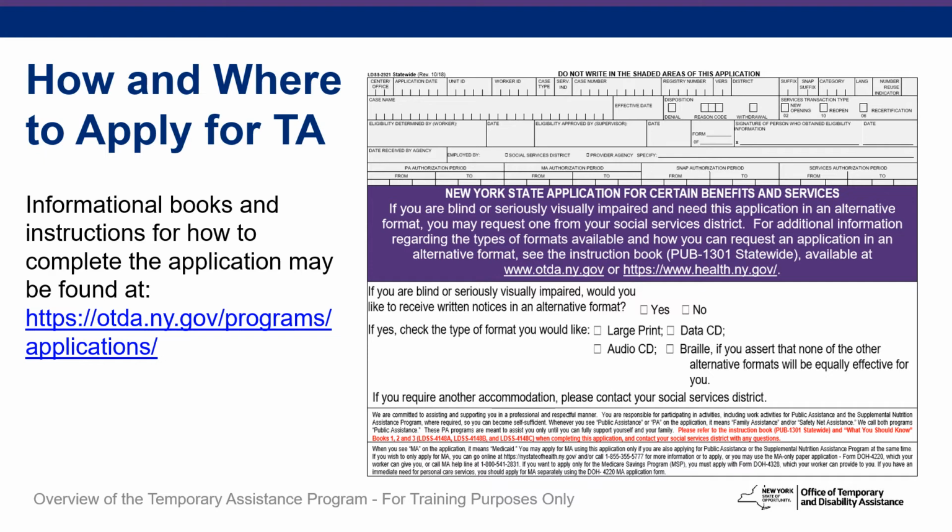There are also 3 informational books to assist applicants through the application process. They are Book 1, What You Should Know About Your Rights and Responsibilities, Book 2, What You Should Know About Social Services Programs, and Book 3, What You Should Know If You Have an Emergency. These books are available online.